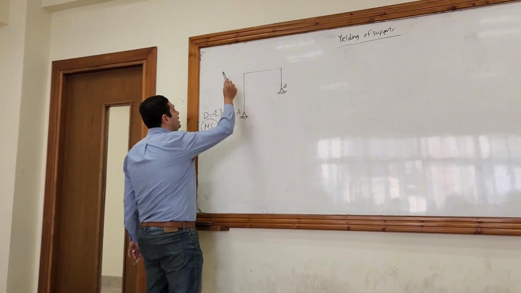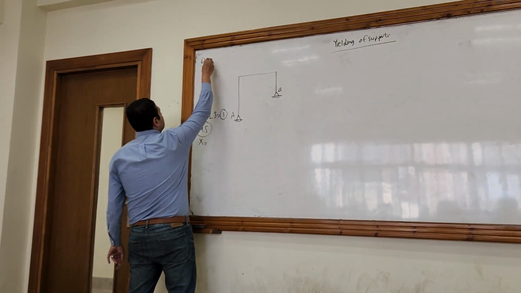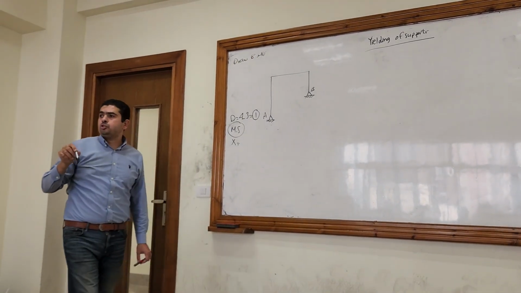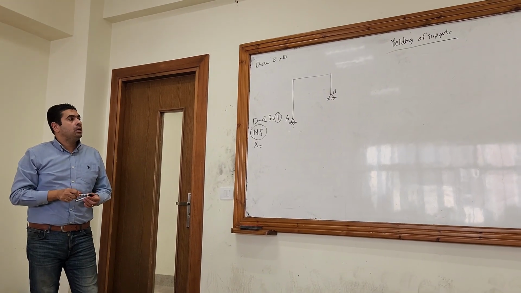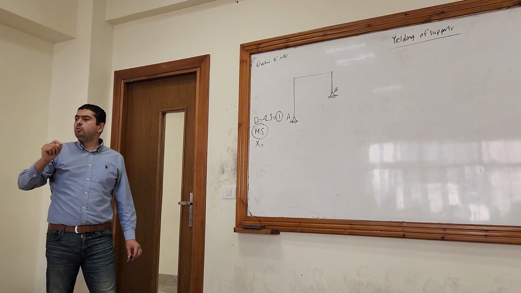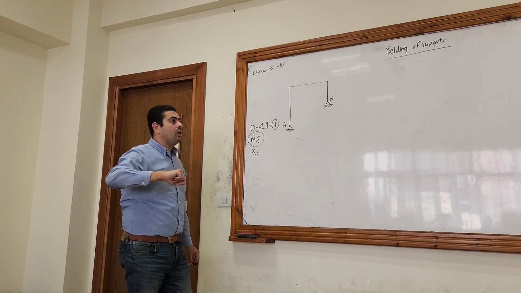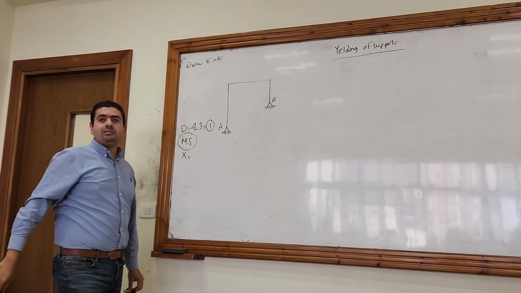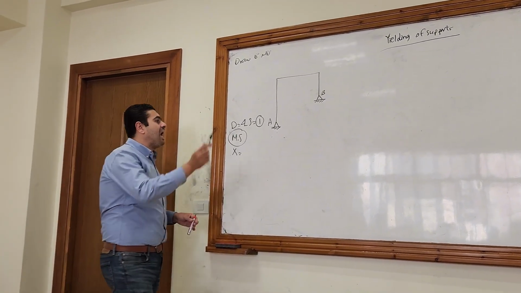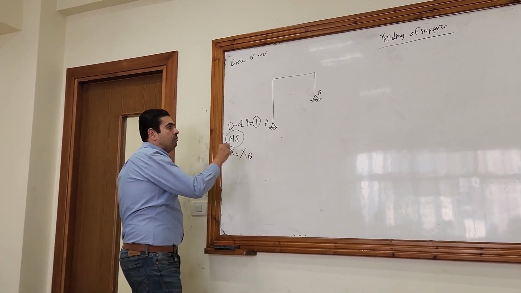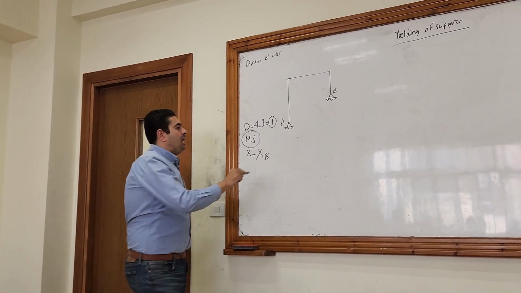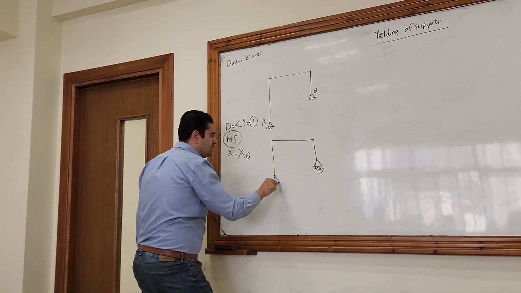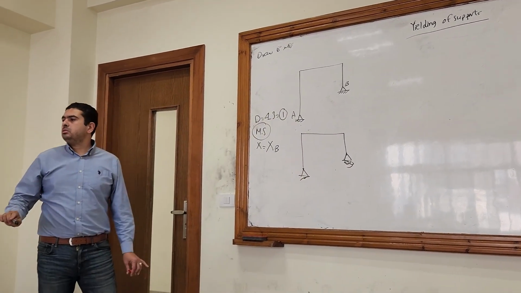But here, if he asked to draw the bending moment diagram and he told you, please draw the bending moment diagram due to the given loads in addition to a horizontal displacement at B, so you have to remove X3 and you have to choose the main system to look like this. You don't have the choice.